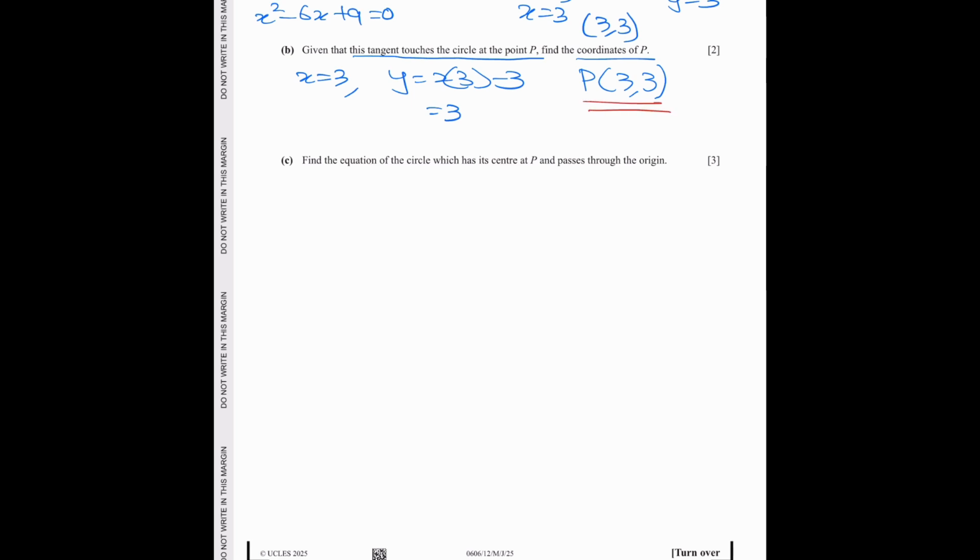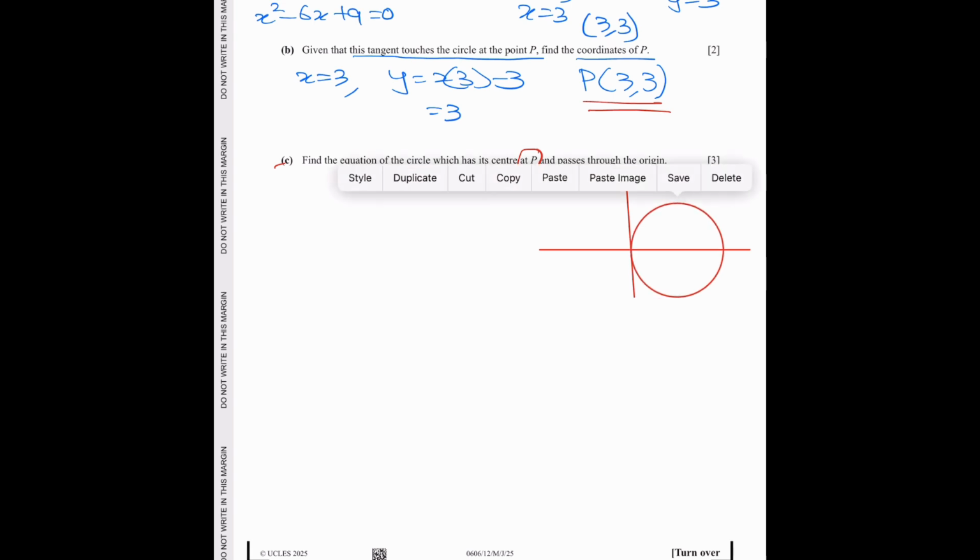This is your answer for part B. Part C. Find the equation of the circle which has its center at P and passes through the origin. So it passes through the origin, and the center is 3 3. If you draw the diagram, this circle passes through the origin and its center is 3 and 3.